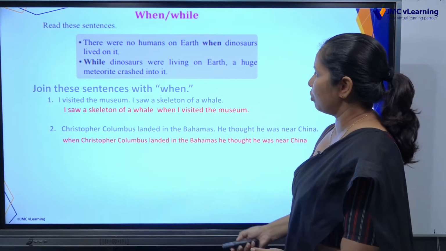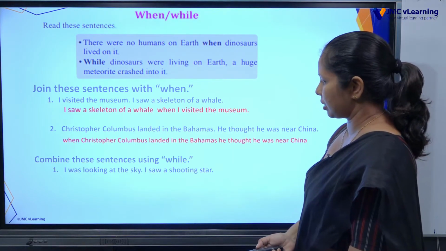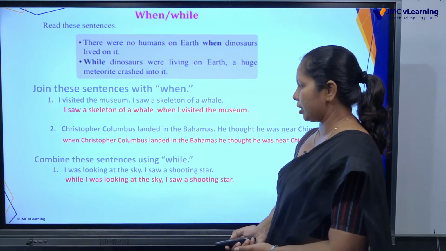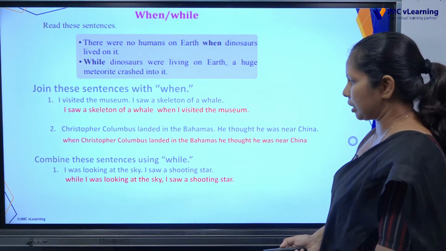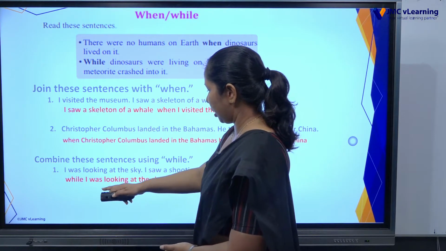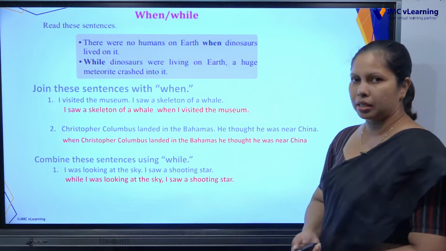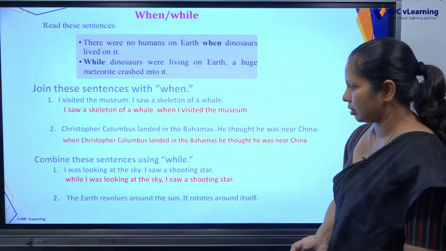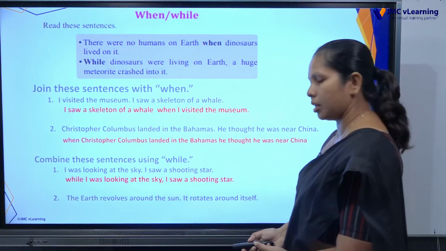Now we will see how to use the conjunction while. I was looking at the sky, I saw a shooting star. We can write it as, while I was looking at the sky, I saw a shooting star. So here when we are using the conjunction while at the beginning of the first sentence, we need to use a comma before combining the next sentence. The earth revolves around the sun, it rotates around itself.